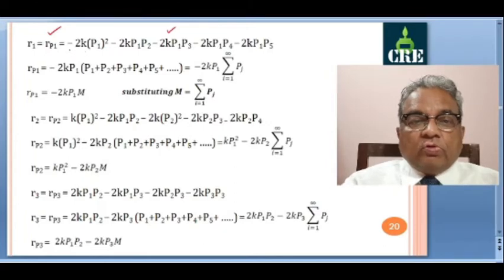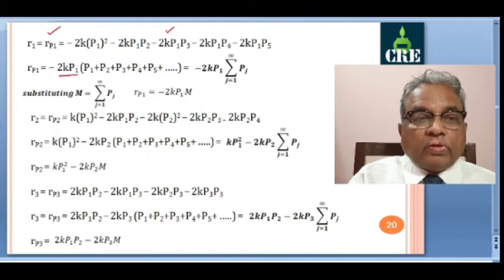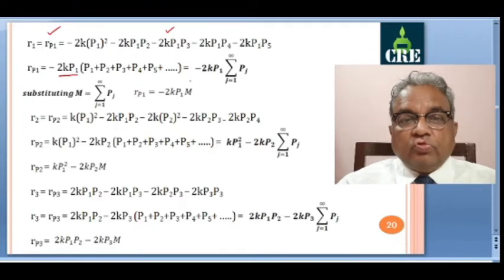Okay. So what we will do here, this is P1 into P1. Minus 2k P1 we are taking outside. So in the first term P1 is left, in second term P2, in third term P3, P4 and P5. So into bracket I can write as P1 plus P2 plus P3 plus P4 plus P5 and so on. So this is Rp1, minus 2k P1 into bracket, all these terms added together, P1 plus P2 plus P3 and so on. So I can write this as minus 2k P1 summation Pj, j is equal to 1 to infinity.